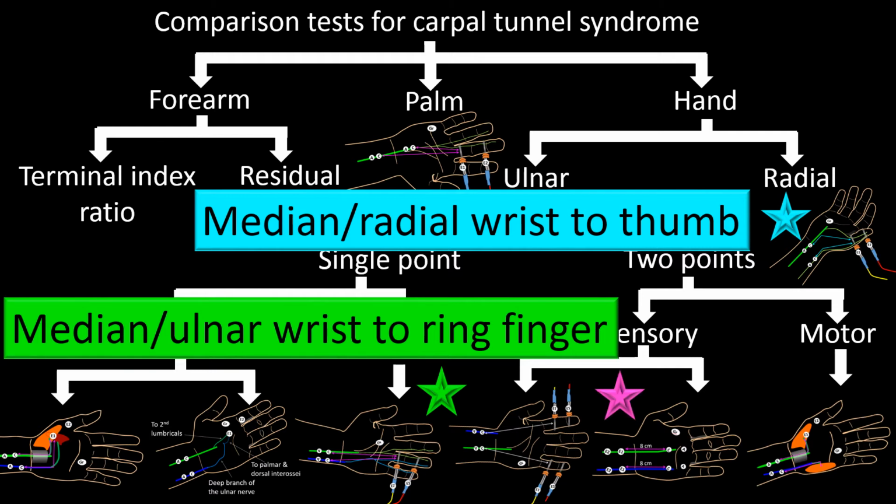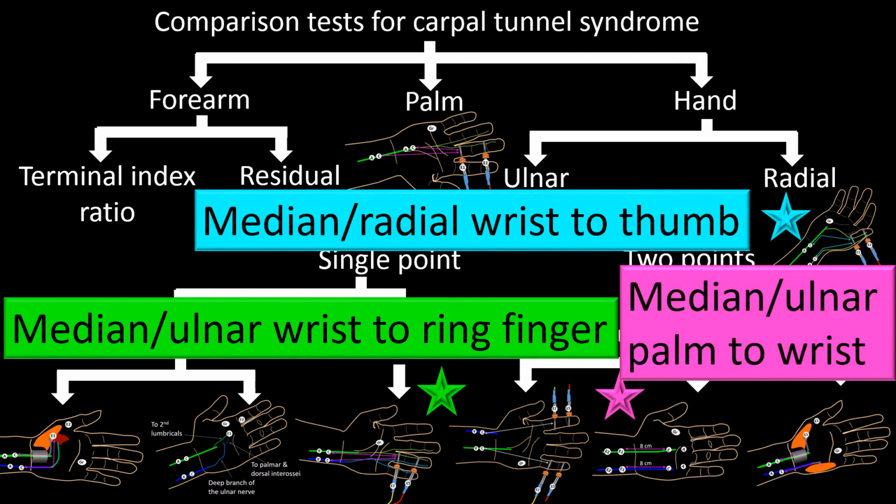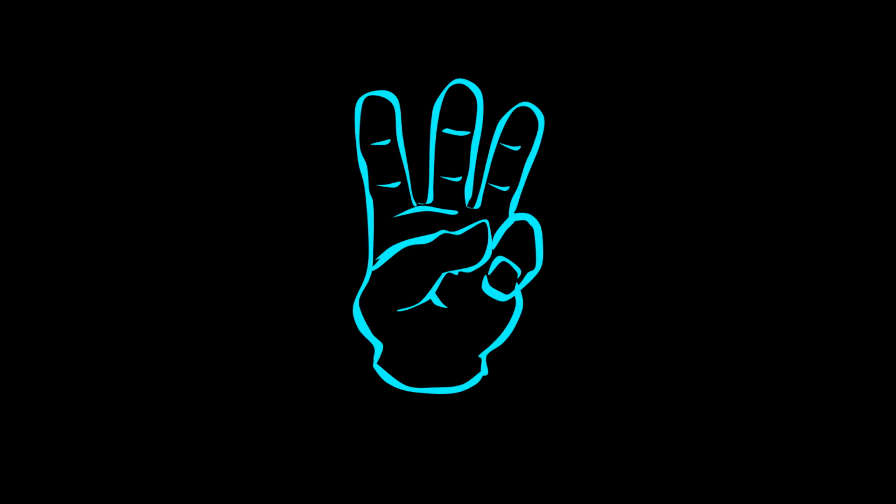The third test that we do as part of the combined index is the median and ulnar palm to wrist test. Now that we have named them, I will tell you a little bit about each of them separately. The first one is the median and ulnar wrist to ring finger test.